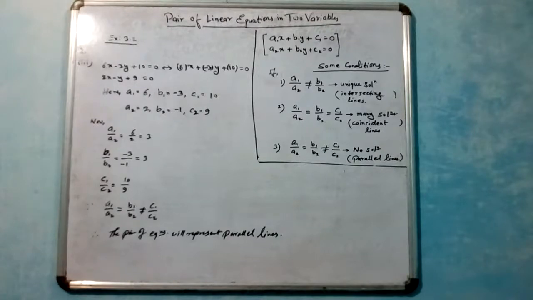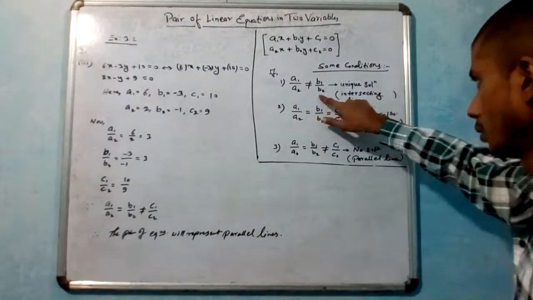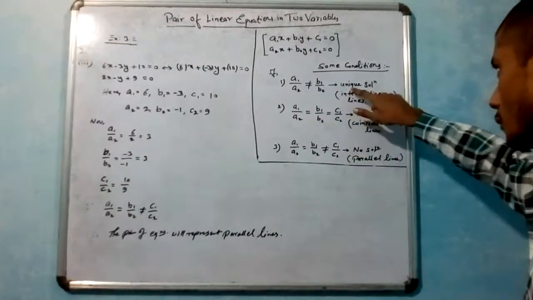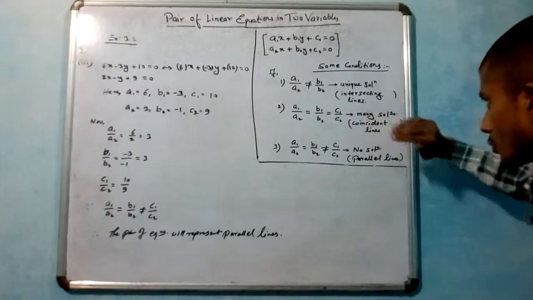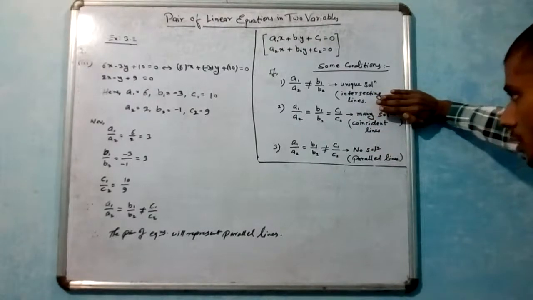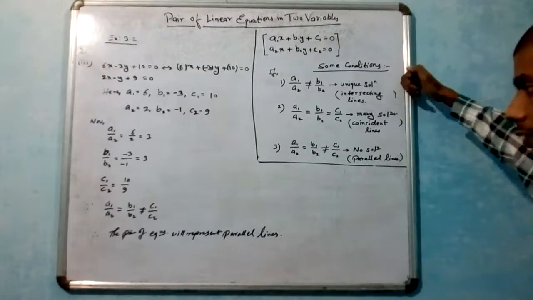On comparing the ratios A1 by A2, B1 by B2 and C1 by C2, just like this, find out whether the following pair of linear equations are consistent or inconsistent. So in the consistent case, these two will come. If we get this case or this case, either a unique solution or many solutions, solutions are available in the first two cases. So in these two cases, we will say the pair of linear equations are consistent.